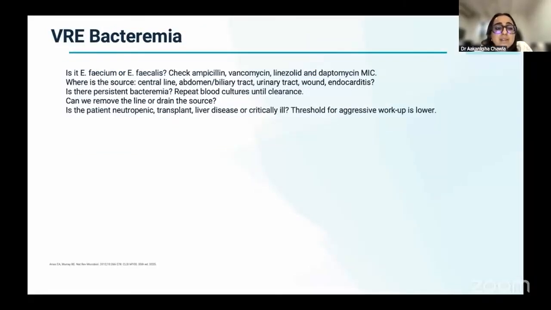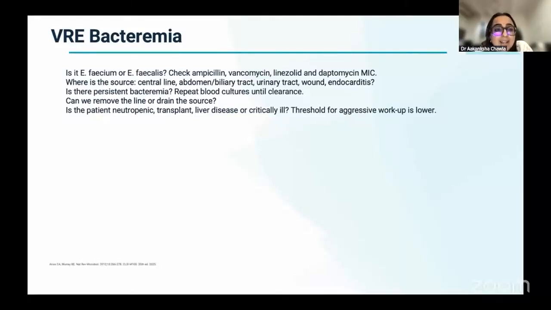So just to summarize, how would you approach a patient with VRE bacteremia? First, understand what you're dealing with, Enterococcus faecium or faecalis, which would come on your cultures. Check the MIC, check what drug, whether you can give ampicillin, vancomycin, linezolid, or daptomycin. Where is the source? Is it your line? Is it abdomen? Is it urine? Is there any persistent bacteremia? If yes, you need to repeat blood cultures until clearance.